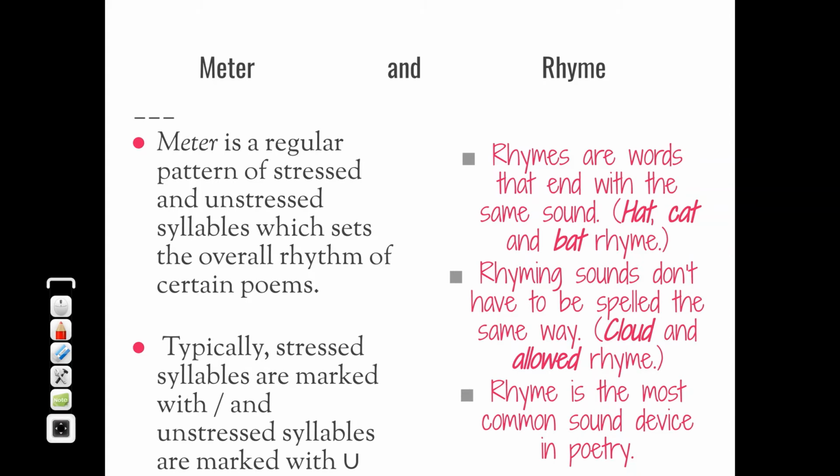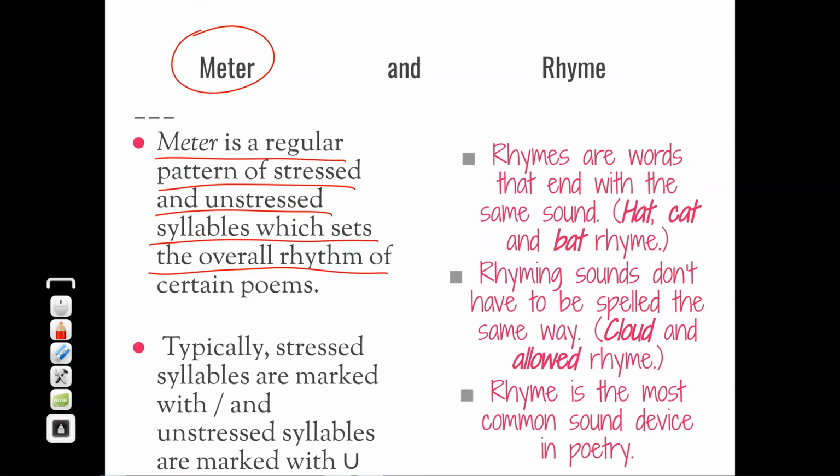Okay, meter and rhyme. So we're going to start with meter because it's first. So you can write this down. Meter is a regular pattern of stressed and unstressed syllables which sets the overall rhythm of certain poems. So I just need you to know what meter is. But basically, there's a cadence or a flow, a rhythm to these poems, and meter is how we are able to measure that and how we label that.